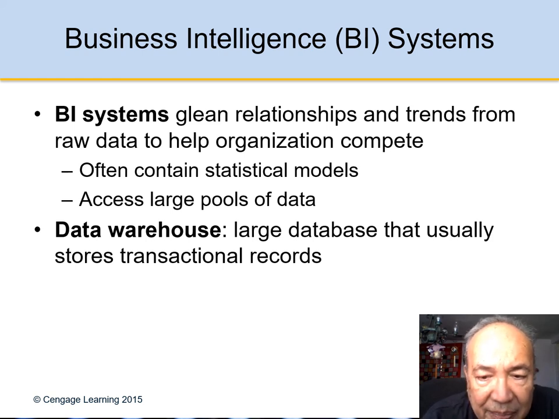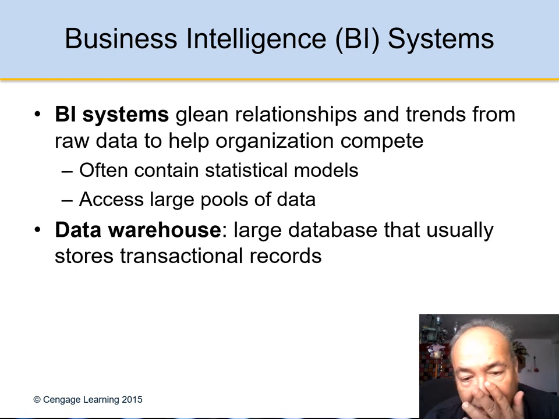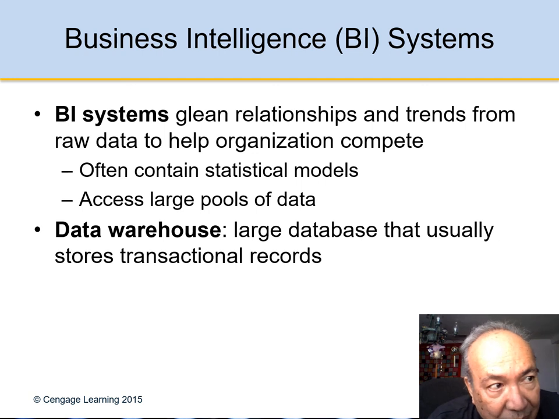Business intelligence systems glean relationships and trends from raw data to help the organization compete. Now we have competitors. In the United States, you can have two businesses doing the same thing, with the same product, like Pepsi and Coca-Cola, McDonald's and Burger King. Some of you like Burger King, some of you like McDonald's. So with all of this, you need business intelligence. You need to know what the enemy is doing. What is the competitor doing?